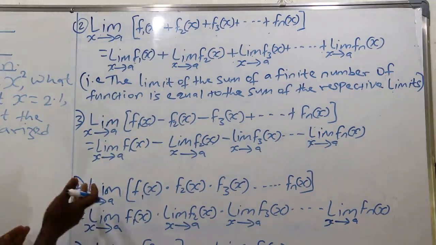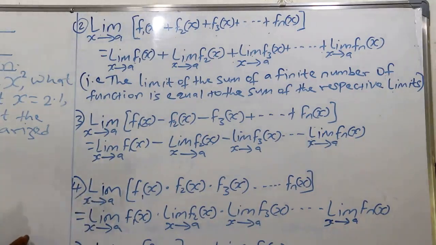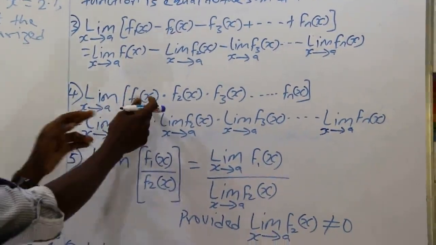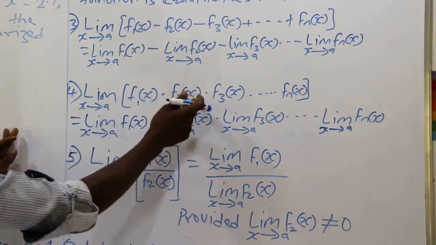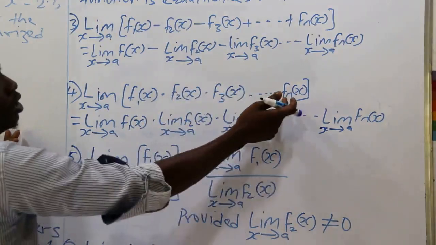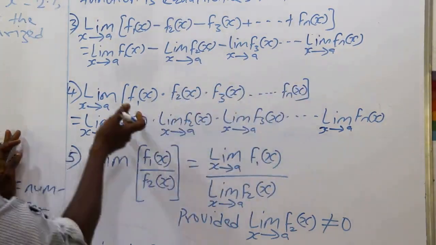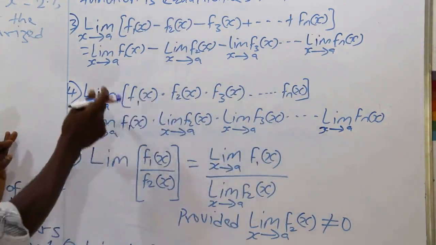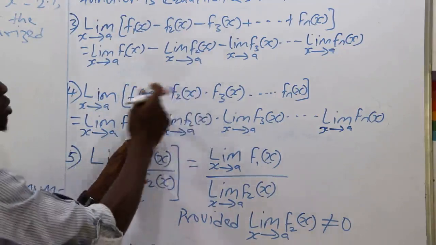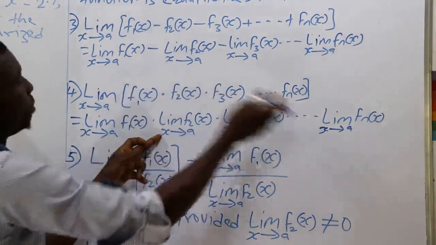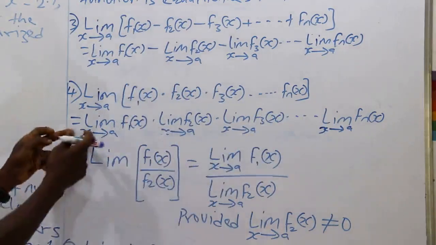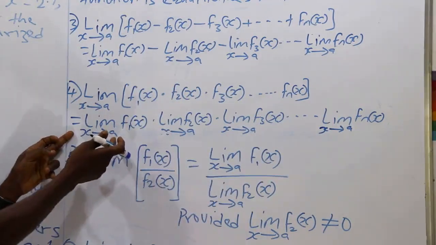Now the fourth property of limit is multiplication. When you are given lim f1 of x multiplied by lim f2 of x multiplied by lim f3 of x to the n term, lim fn of x, when multiplying, it will give us lim f1 of x times lim f2 of x times lim f3 of x to the n term, lim fn of x, when our x tends to a.